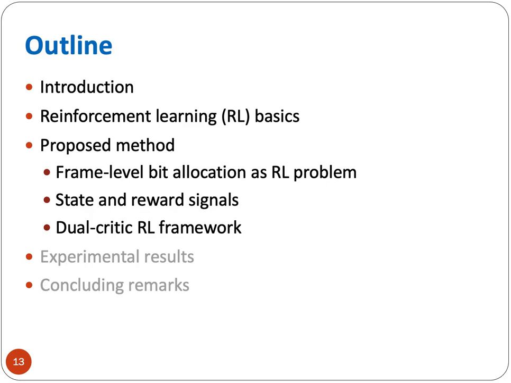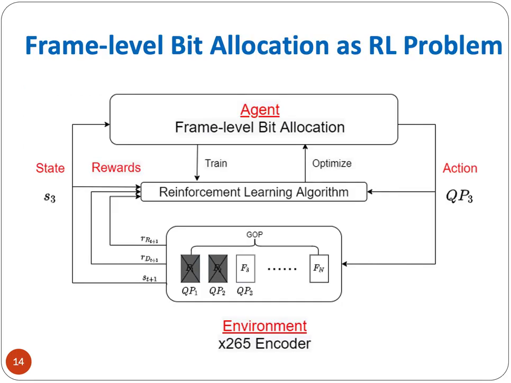Next, I will move to the proposed method. This slide shows how we formulate the frame-level allocation as an RL problem. Here, we have the agent play the role of our allocation algorithm, and the environment is the encoder. The agent begins by observing some state signal for the first video frame. It then decides the QP for the current encoding frame. Then the encoder follows this QP to do the encoding. The process is then repeated until a terminal state is reached.